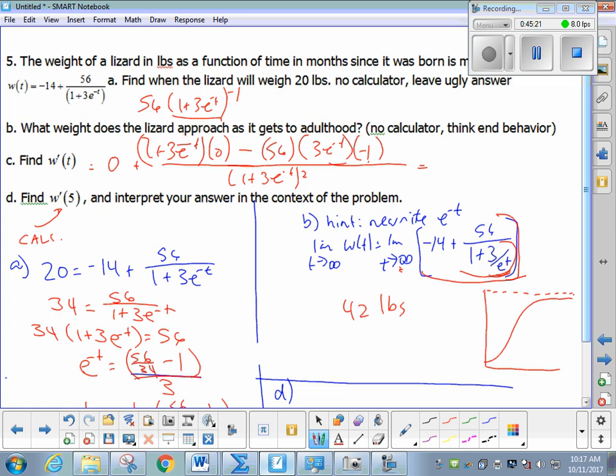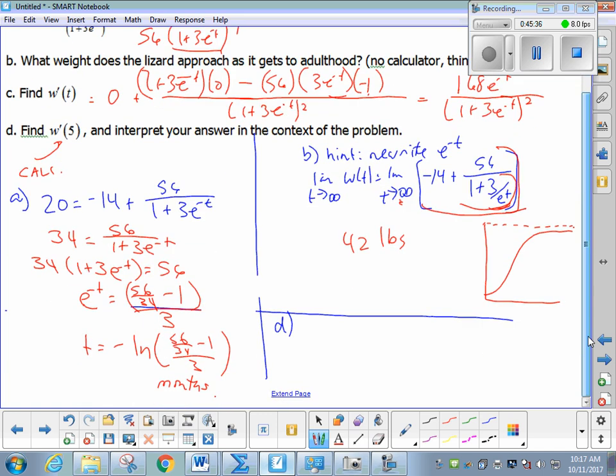So if you simplify, which you did not have to do, maybe something like 168 e to the negative t over 1 plus 3e to the negative t, squared. I know I'm supposed to be in study hall, but let's just finish part D. Okay, did anybody get to the numerical answer to W prime at 5?